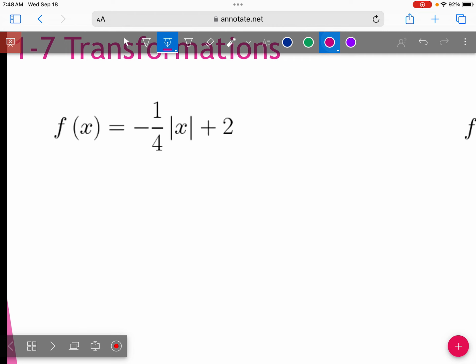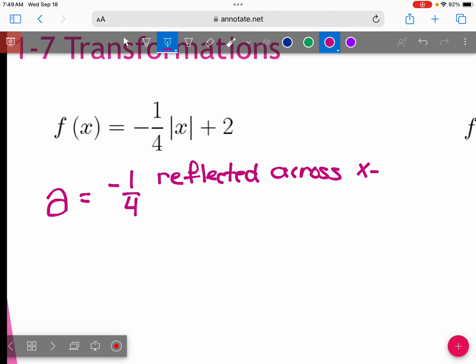The first one doesn't have an H. It does not. Right. So let's start with what's our a? Negative 1/4. So what does that tell me is going to happen here? It's going to reflect across the x-axis. That's what the negative sign tells me. It is upside down. So it's going to be reflected across x-axis. We are being specific.